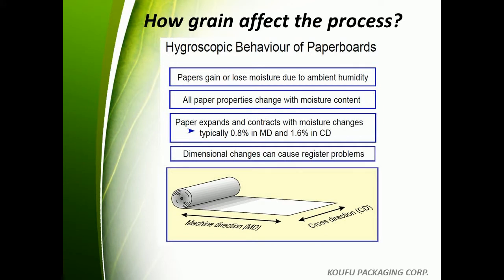Hygroscopic behavior of paper boards. Paper gains or loses moisture due to ambient humidity. All paper properties change with moisture content. Paper expands and contracts with moisture changes, typically 0.8% in MD and 1.6% in CD. Dimensional changes can cause register problems.